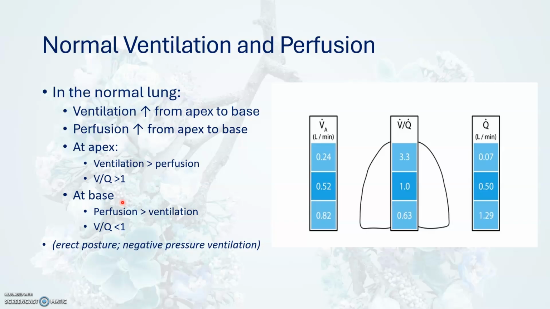which is really the lung of a healthy individual in the erect posture, breathing through negative pressure ventilation, which is what we usually do. Usually when we breathe, breathing in is an active process. The diaphragm contracts, the rib cage muscles, the intercostal muscles contract and pull the rib cage up and out, and that increases the volume of the thoracic cavity, pulling air into the lungs. So inspiration is an active negative pressure activity. Expiration, on the other hand, is passive.